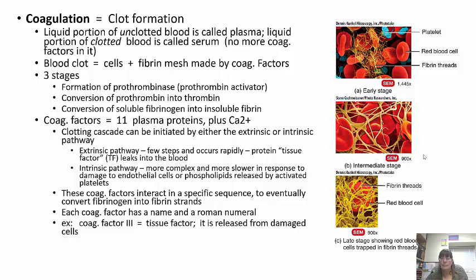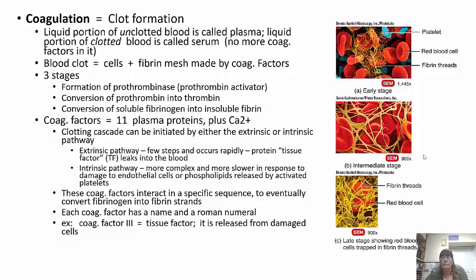Coagulation factors are 11 plasma proteins plus calcium, and this all happens in a cascade. So the cascade can be initiated in one of 2 ways, either extrinsically or intrinsically. The extrinsic pathway takes very few steps and happens very fast. Basically, the protein tissue factor is going to leak into the blood and cause the cascade to occur. The intrinsic pathway is more complex and it's slower. And basically, when the endothelial cells are damaged, the nociceptors pick that up, phospholipids are released by the activated platelets, and then the cascade occurs.